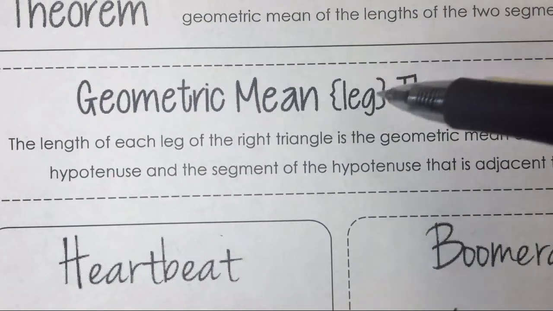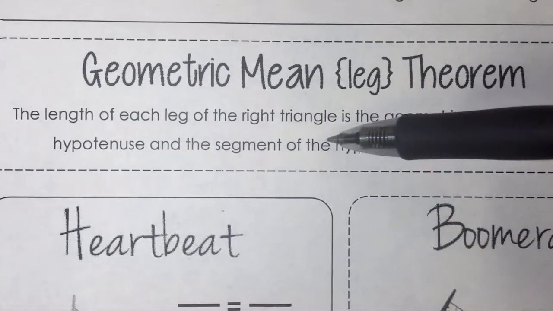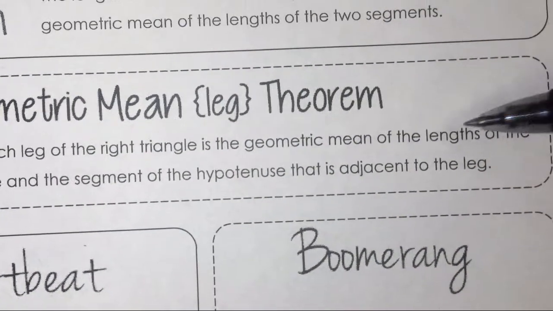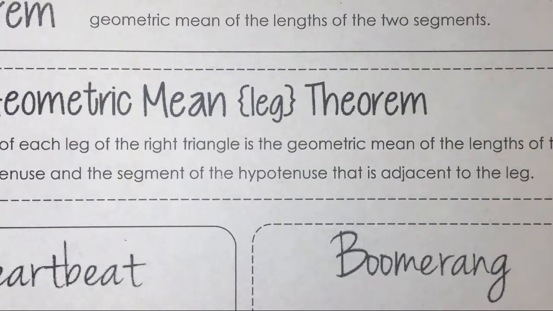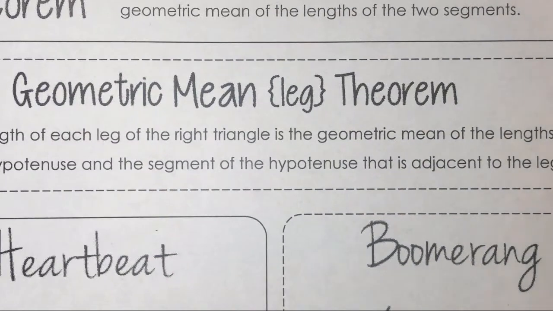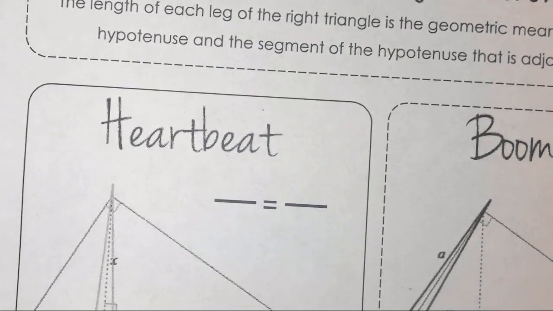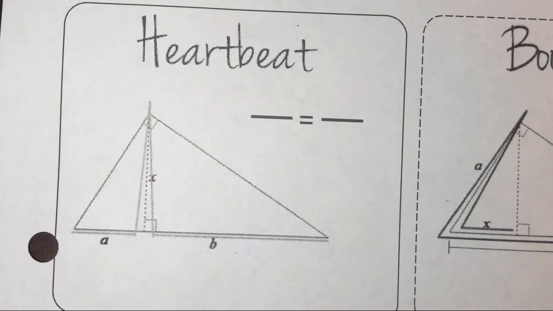The other way we're going to look at it is geometric mean leg theorem. The length of each leg of a right triangle is the geometric mean of the lengths of the hypotenuse and the segment of the hypotenuse that is adjacent to the leg. It's a lot of words, but there's two methods we're going to use to figure out how to do this stuff. The first method is going to be called heartbeat method.